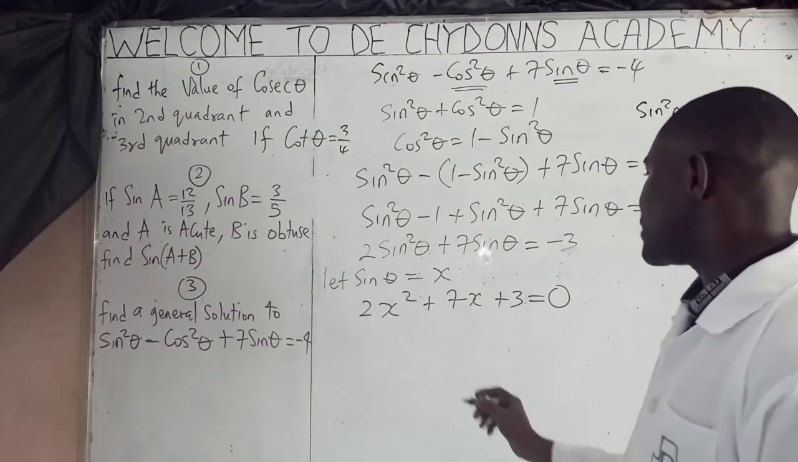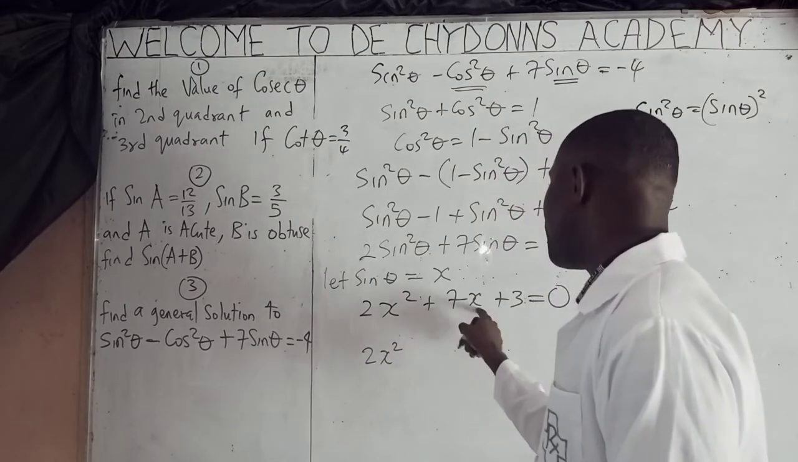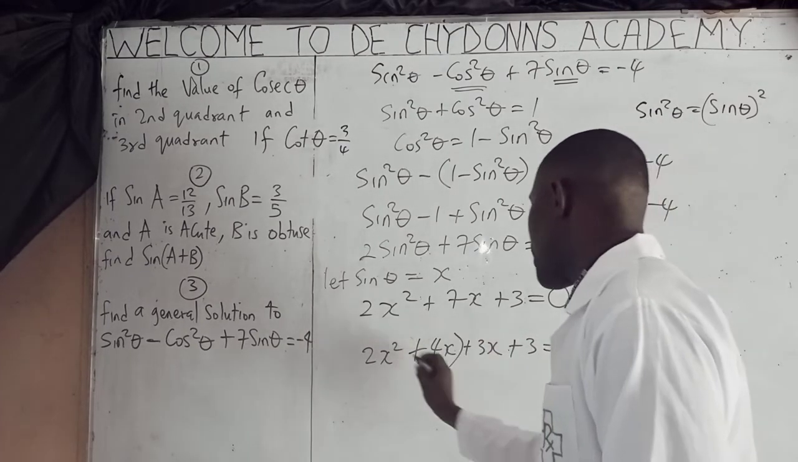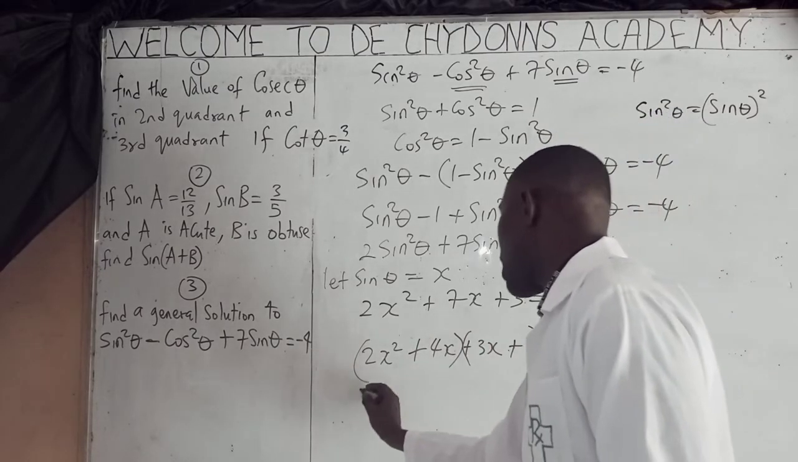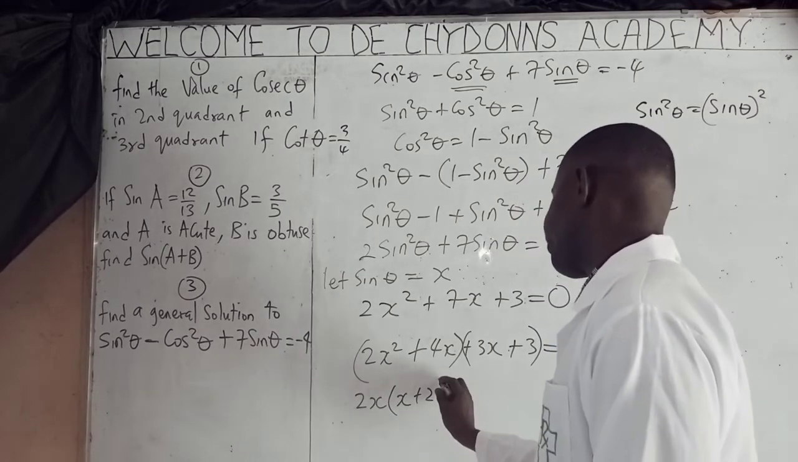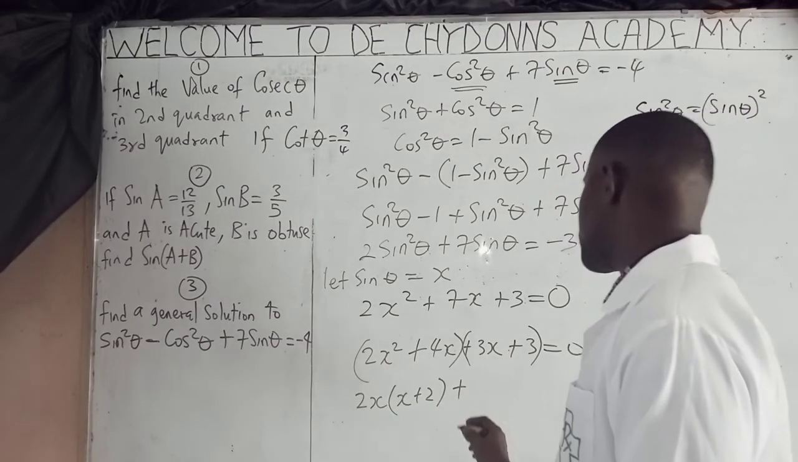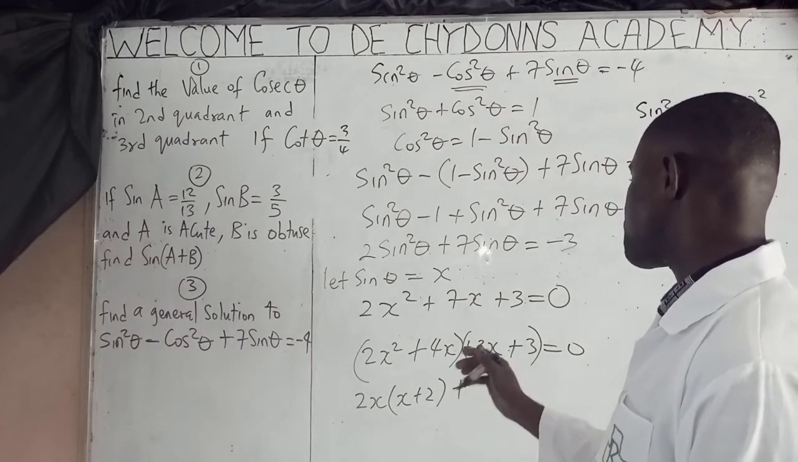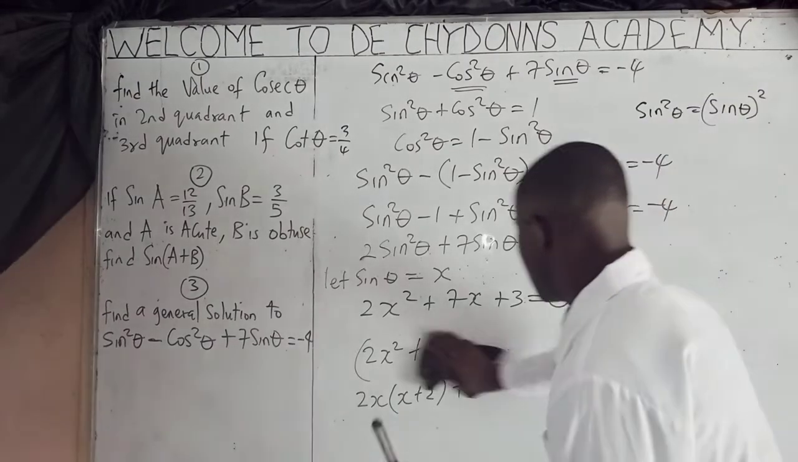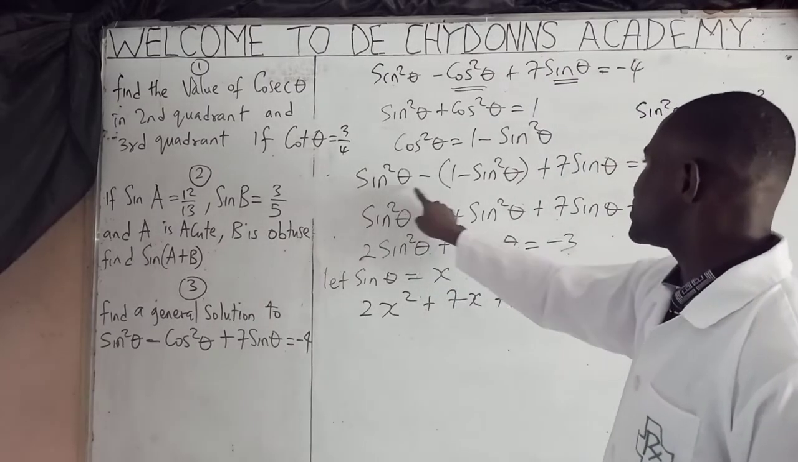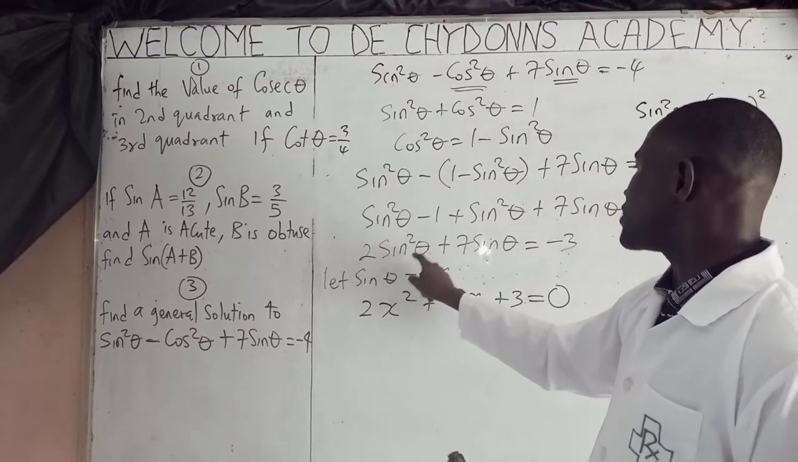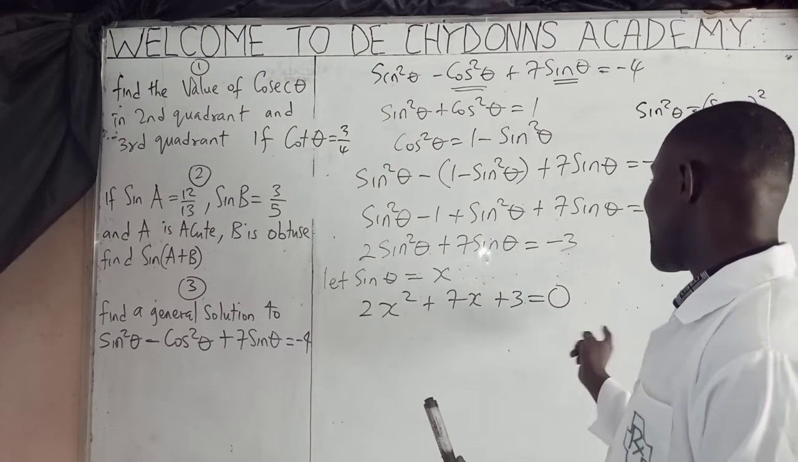Can we factorize? Yes. We now say 2x squared, 7x will give me 4x plus 3x, plus 3 equals 0. I will bracket. What do these have in common? 2x bracket x plus 2, then plus 3 bracket x plus 2. We said that this times this is 2x squared, and this times this plus this times this gives 7x. Then this plus this, 2 sin squared theta plus 7 sin theta equal to minus 3, and this comes to the other side.